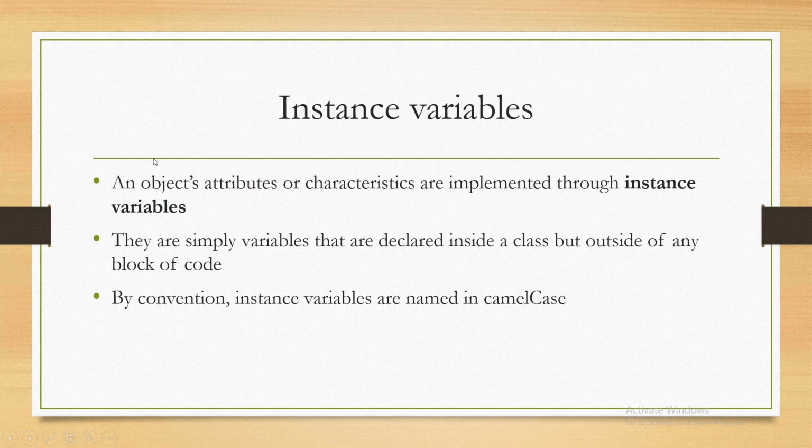So instance variables. An object's attributes or characteristics are implemented through instance variables. Age, name, color, whatever. They are simply variables that are declared inside a class but outside of any block of code. What does that mean? Well, by block of code I mean methods, essentially. And by convention, instance variables are named in camel case, as you can see here.